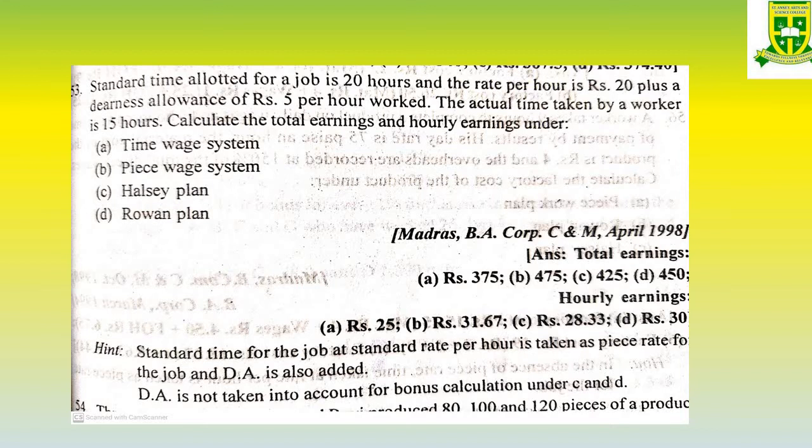Like the first model, I have given a homework sum. Kindly do the homework sum. It is the same as the 50th sum. The information given is standard time, the rate per hour is 20, and here also they give a DA of 5 per hour worked. So how many hours are we actually working? 15 hours. So DA will be paid only for the 15 hours, not for the 20 hours. So apply the same formula as the 50th sum for your homework. Try it because it's a very important sum.